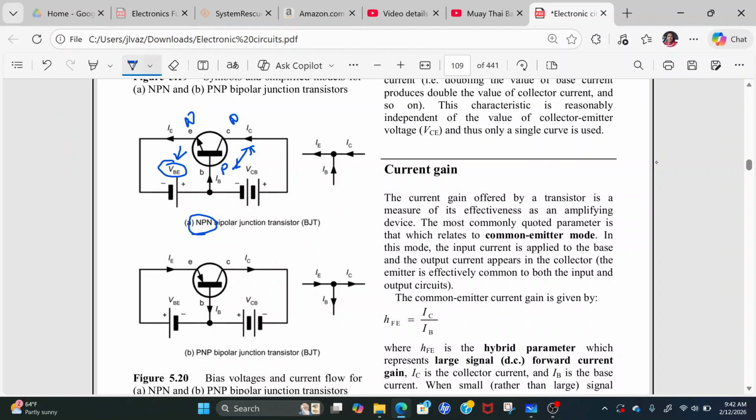And then the PNP is the reverse. Notice the arrow of the emitter is pointing to the inside. So now current flow is in the other direction. So the base in this situation is of N-type material. So the base now, VBE, take a look at VBE. So now we need to make the base negative in relation to the emitter. That is important. All right, so let's take a look now.